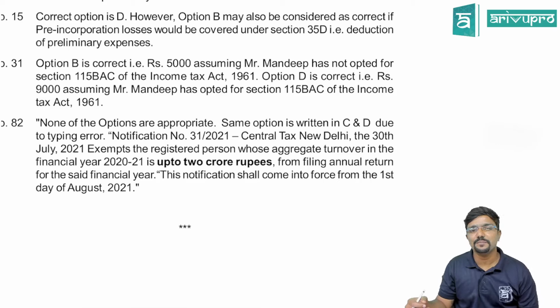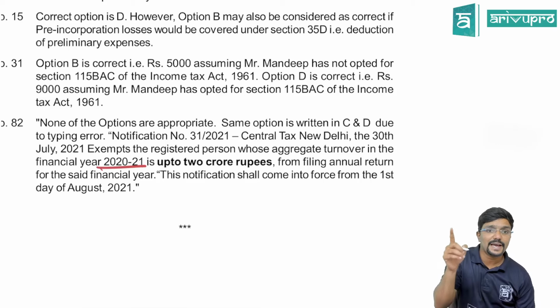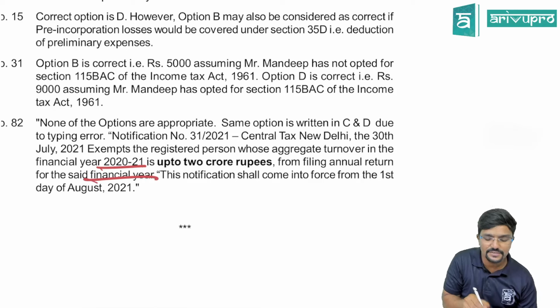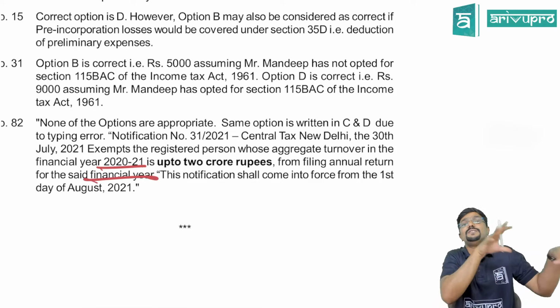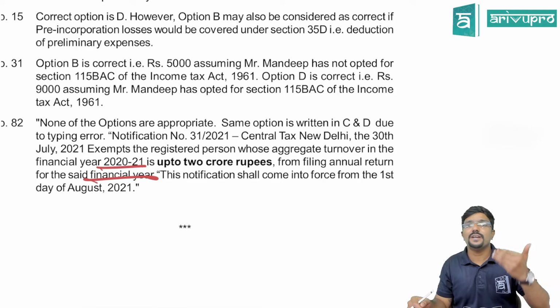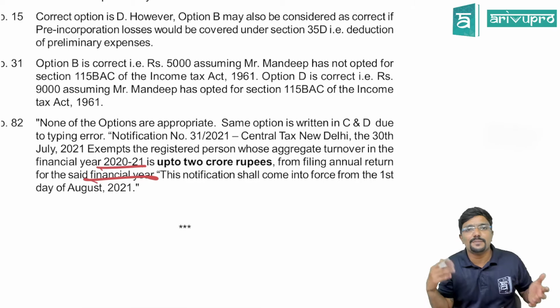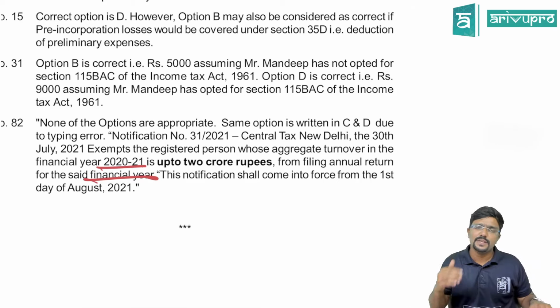Notification number 31/2021 Central Tax, New Delhi, 30th July 2021 exempts the registered person whose aggregate turnover in the financial year 2021 is up to 2 crore from filing the annual return for the said financial year. That is for 2021, they gave some exemption. See, all this is not a part of CGST law. They gave it by way of notification. So even the due dates will keep on extending, sometimes due to COVID, due to some other reasons, due to a glitch in the website. They will extend the due dates.